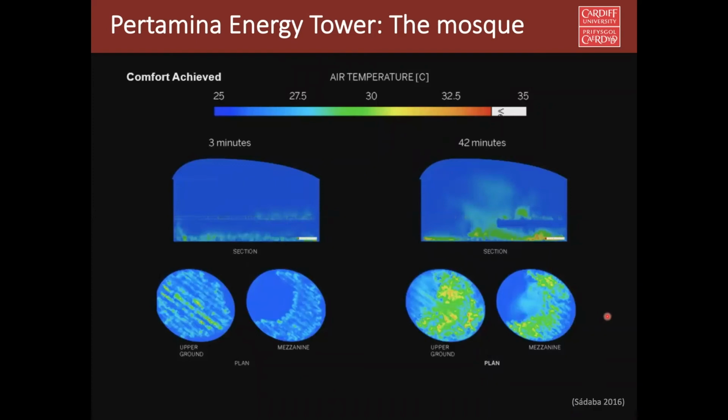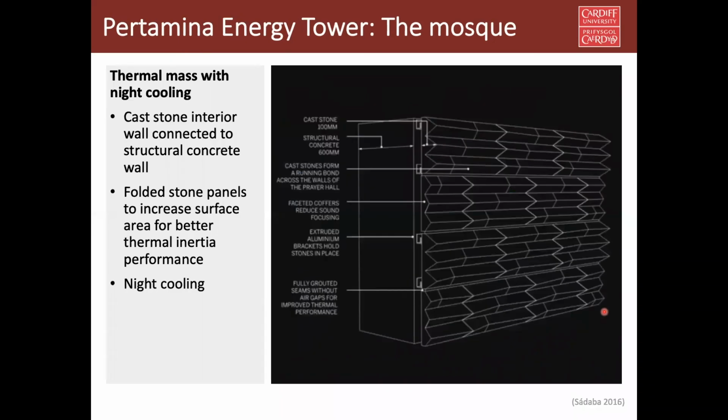One of the features of this mosque is particularly the use of thermal mass. How do they use this thermal mass? They have folded stones inside. These folded stone panels, once you fold them, have more surface area. So they can absorb more heat in the daytime. And they have a night cooling system, so this heat can be released out. So they are ready the next morning to absorb more heat.